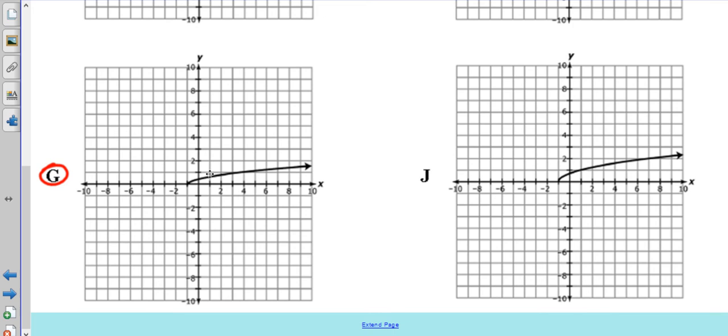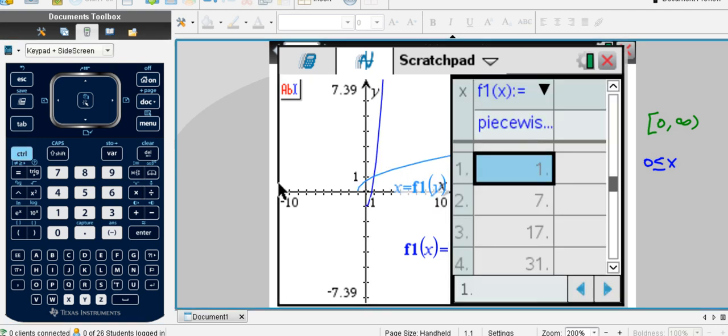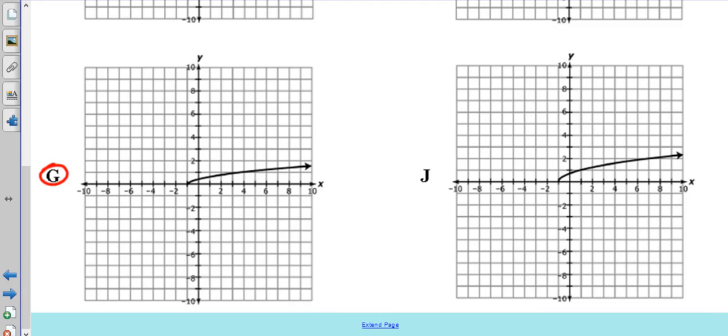Now, some of you might be going, man, that's too close to tell. I don't want to use that method. Well, if you can graph this using piecewise, the second way, instead of doing this x equals f1 of y, you can press Control T. And for an inverse, you just switch x's and y's. So this is 1, 1. It's going to be the same thing as 1, 1 when you switch it. So the graph should hit 1, 1.